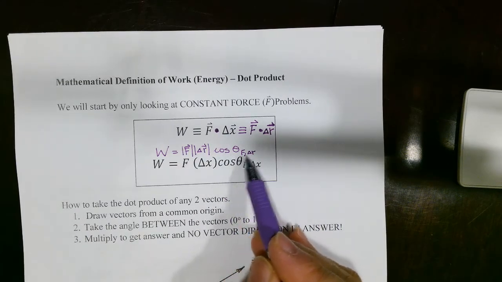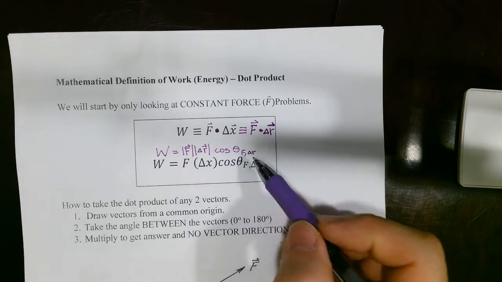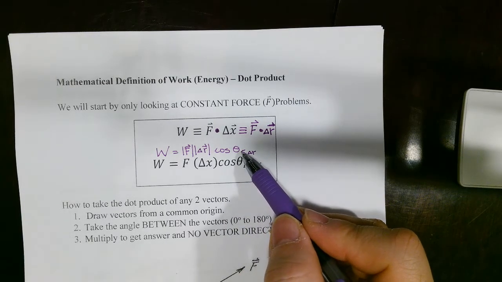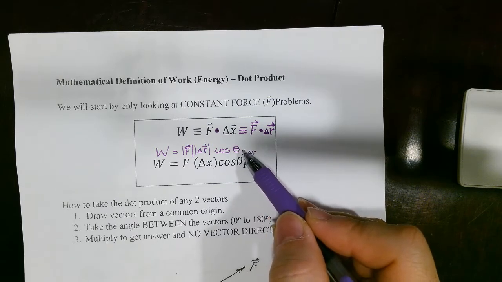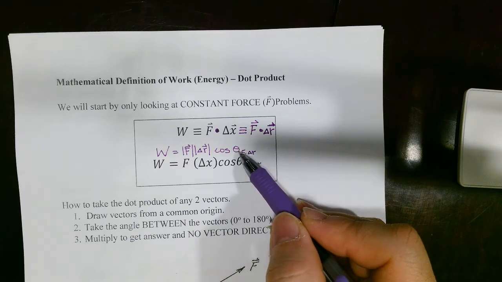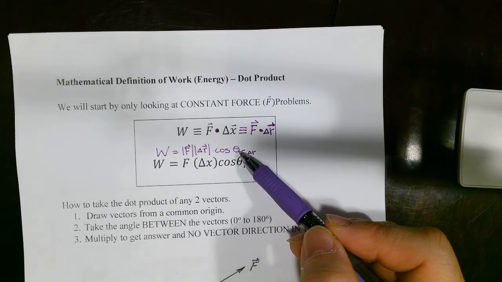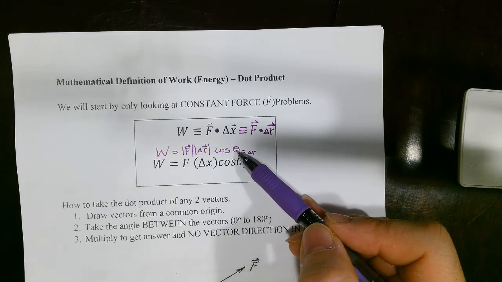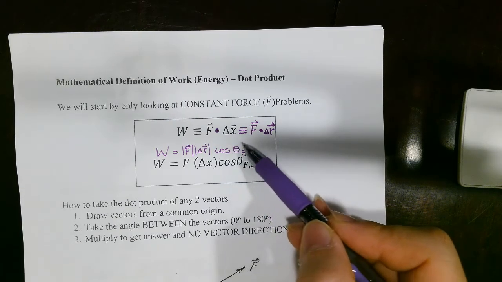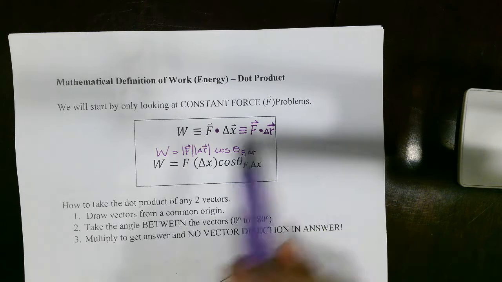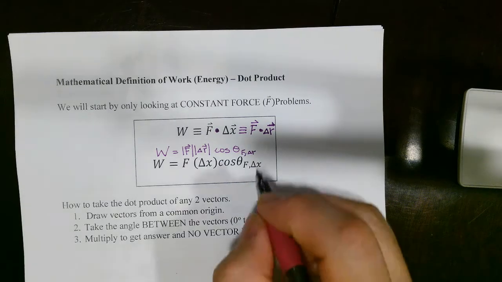Cosine of theta is the only thing that can make this work positive or negative. Because if the angle is anything between 0 and 90 degrees, the cosine will be positive values. At 90, it'll be 0. And anything greater than 90, so between 90 and 180, the cosine of that angle will be negative.